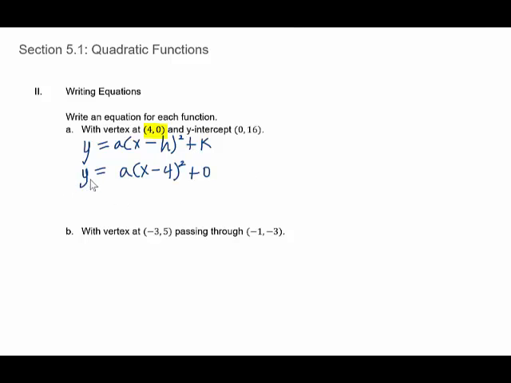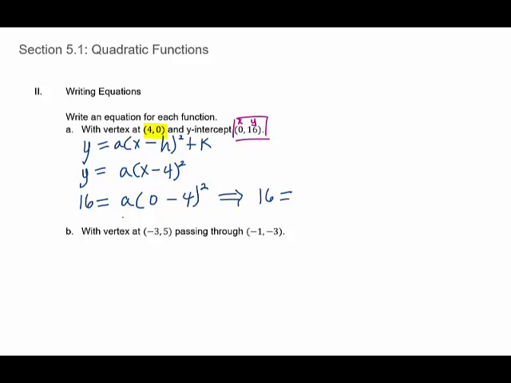So in this case, h is 4 and k is 0. And we find an equation y is equal to a times the quantity x minus 4 squared plus 0, or just y equals a times (x minus 4) squared. Next, we need to determine a, which is the leading coefficient. To do that, we're going to take a look at another point on the graph that we're given, the y-intercept, and we'll substitute 0 for x and 16 for y, and solve this equation for a.